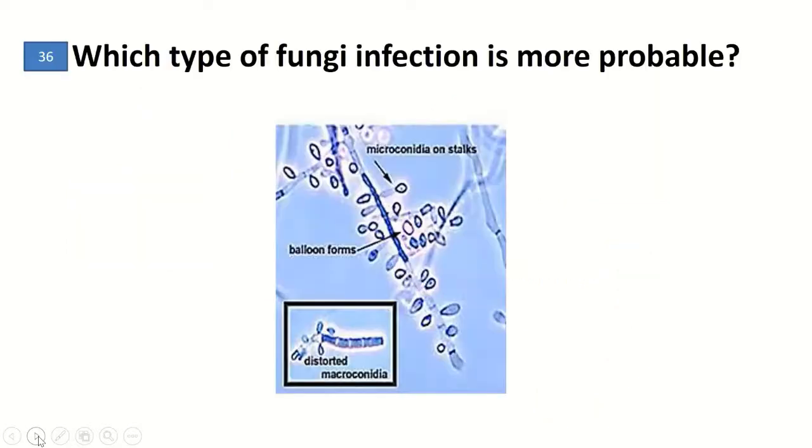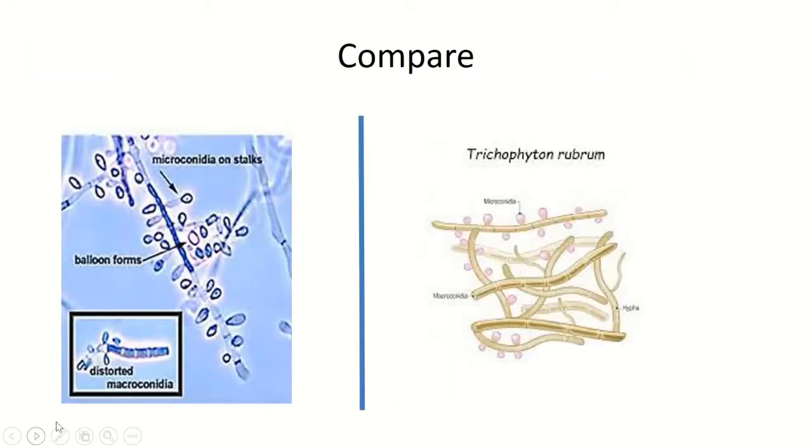For trichophyton, showing line for fovus. Question 36. Which type of fungi infection is more probable? This figure is indicative of trichophyton tonsurans. Trichophyton tonsurans and trichophyton rubrum both have pencil-shaped macroconidia.